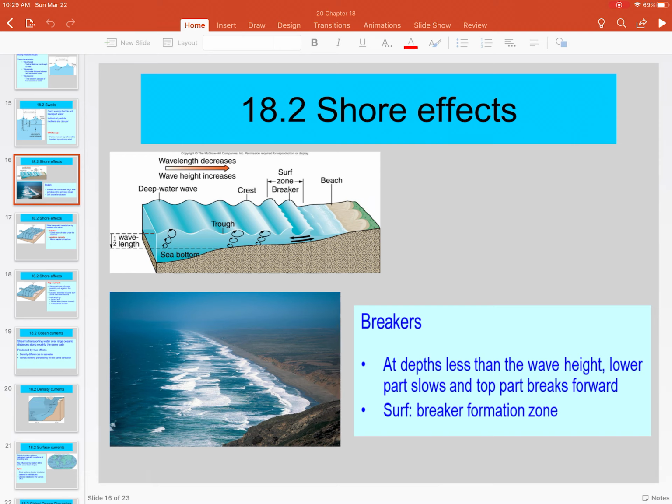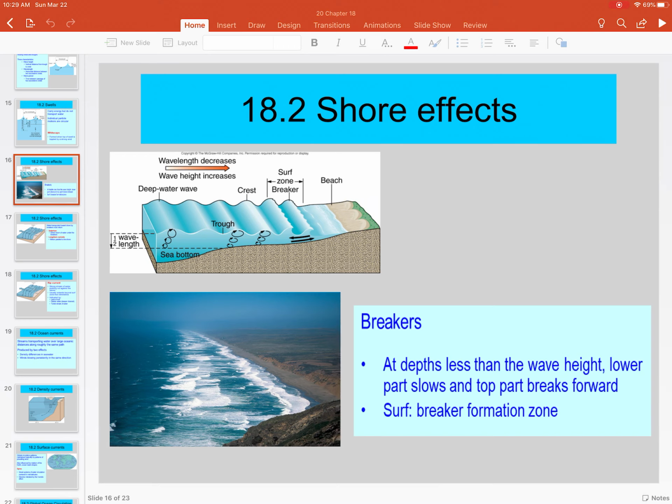So if we have these waves coming into the ocean, or to the beach, you can see they have the swells, the circular motion there at the bottom, the crests, the troughs, and then as you get in, you have this surf zone and a breaker. Okay, so the breaker is at depths less than the wave height, and the lower part starts to slow down, and the top part breaks forward.